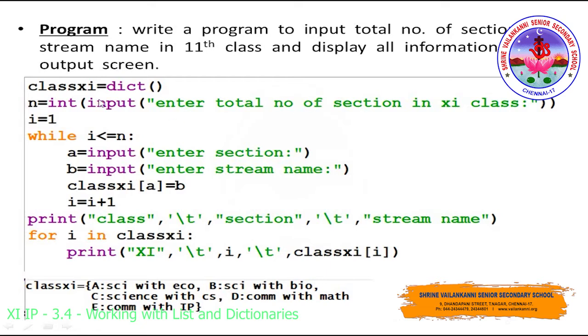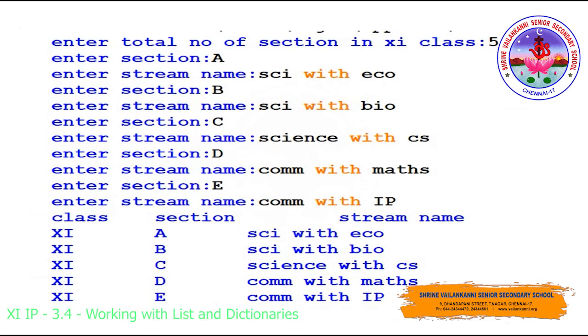So now what we are going to do, n equal to int of input of enter total number of section in 11th class. So total number of sections, however much you give, that many times it gets repeated inside the loop. If you give 4, it gets iterated 4 times. If you give 5, it gets iterated 5 times. See, here they have given 5. Total number of sections in class 11, 5 they have given. So 5 times it will ask you. It will progress within the loop again and again. You got it? So as you have given 5, 5 times it will ask you the section and stream name.